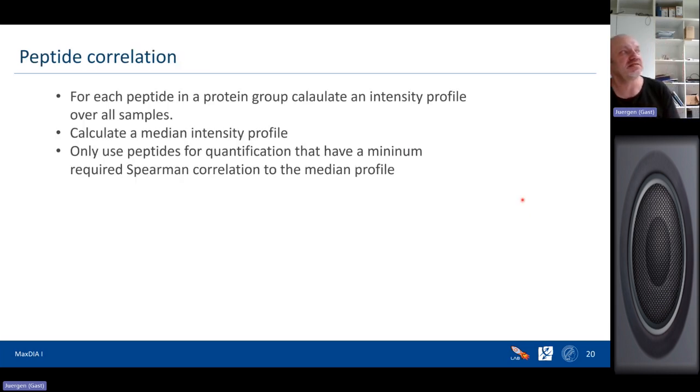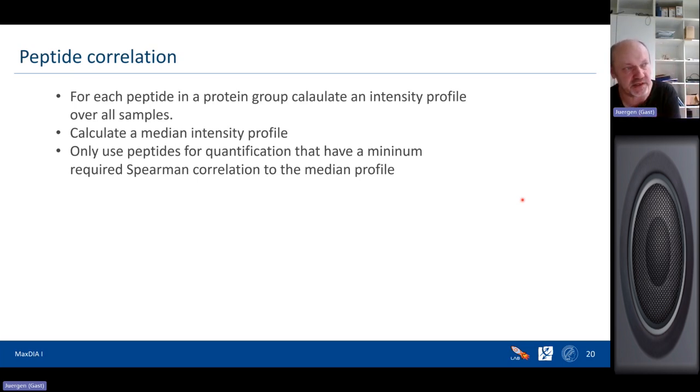So then last but not least, the addition of the peptide correlation filter. What we do here is look at the intensity profiles of each peptide in a protein over all samples. From these, we calculate some sort of median intensity profile. Now we can calculate from each of the peptide profiles the Pearson correlation, or actually the Spearman correlation, with the median profile.